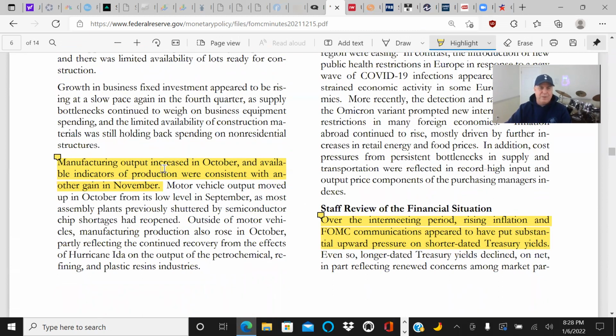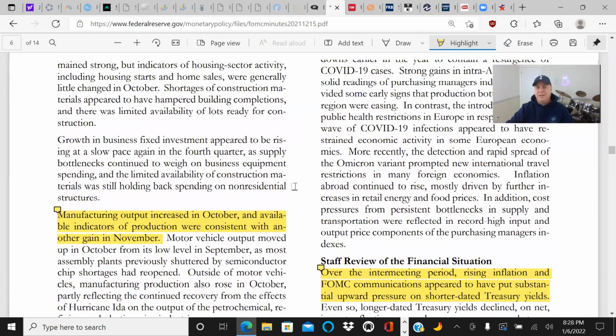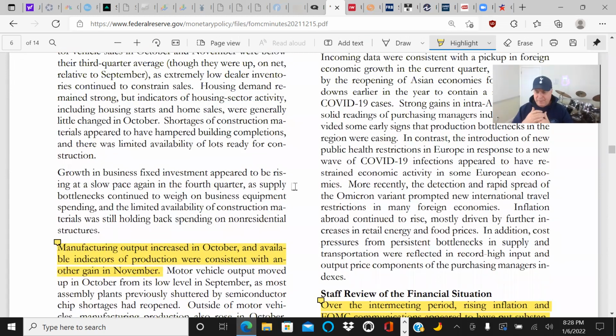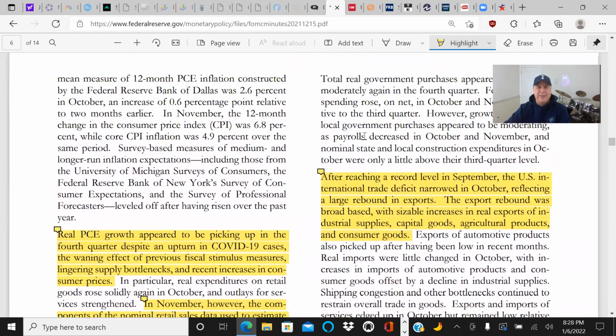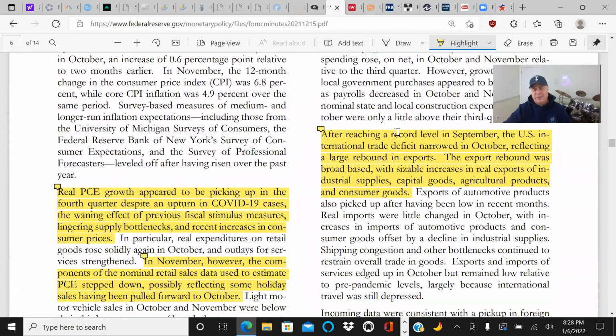And the manufacturing output increase in October and available indicators of production were consistent with another gain in November. We'll look over the PMI data here in a minute that talks about manufacturing and how that's going, the supply chain bottlenecks, inflation, and things of that nature. So we'll take a quick look at that after this.